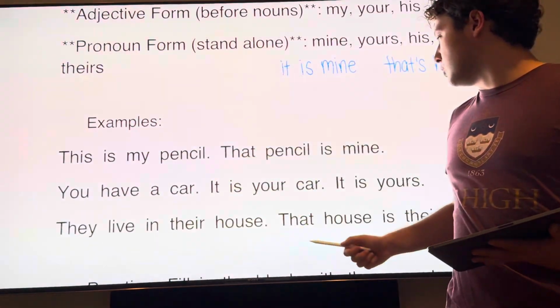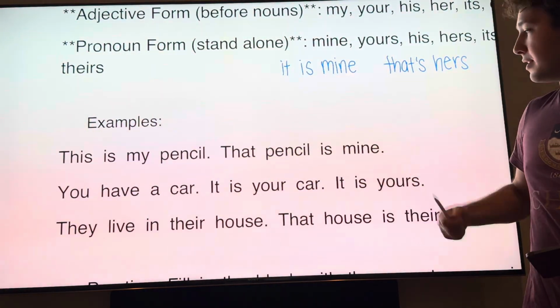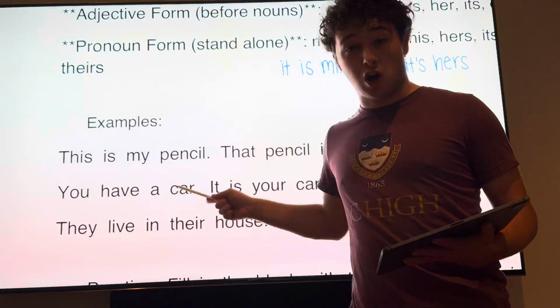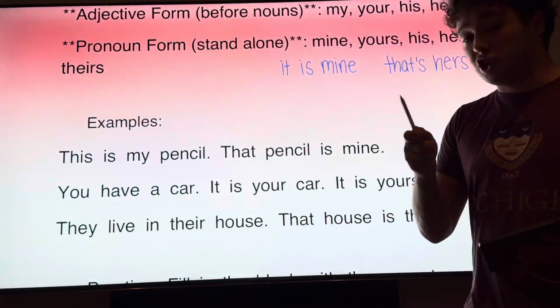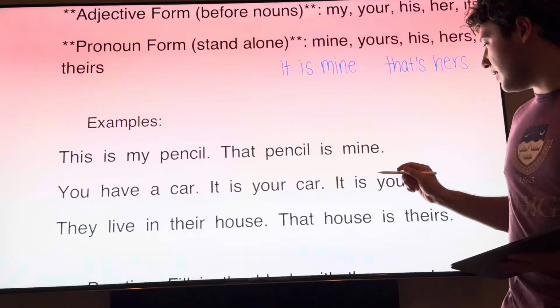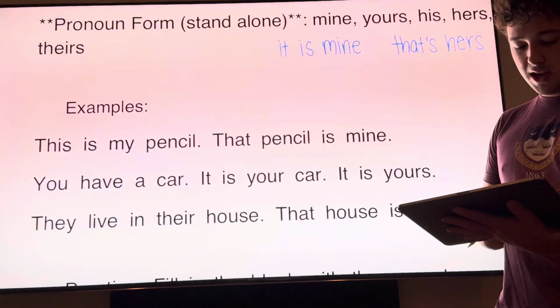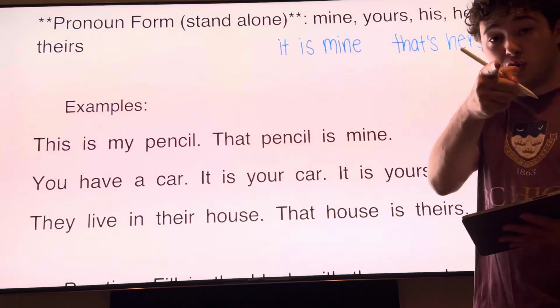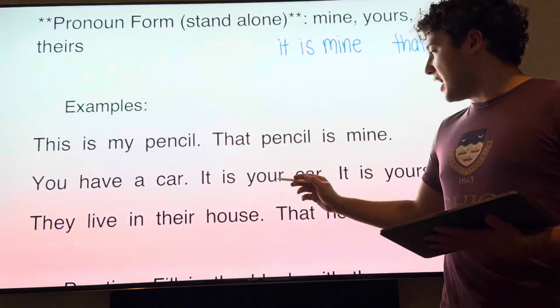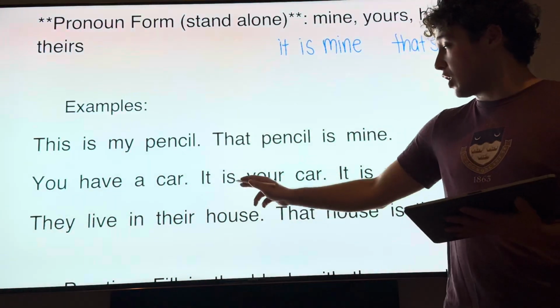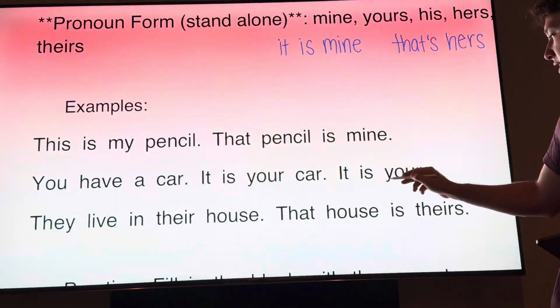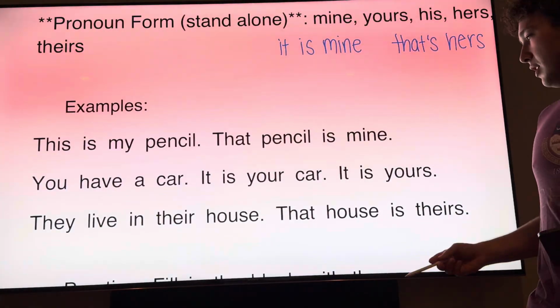This is my pencil, that pencil is mine. You have a car, it is your car, or it is yours. Here's a good sentence to use. You have a car. You can say, it is your car, or it is yours. Either works.